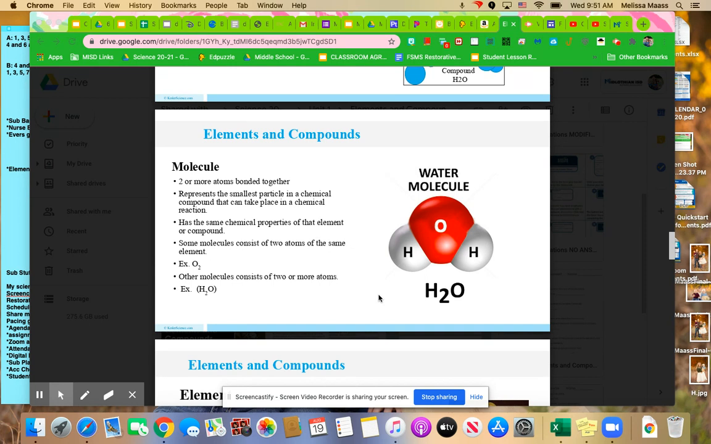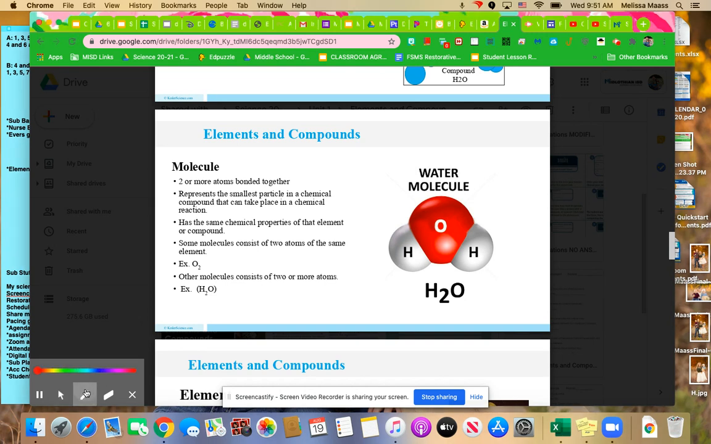So a molecule is when you have two or more atoms of one type of element bonded together. For example, you can see here on this slide, it says O2. So let me see if this little pen thing works. As you can see in this example, O2 is a molecule because it's telling you there are two oxygen atoms in that molecule.